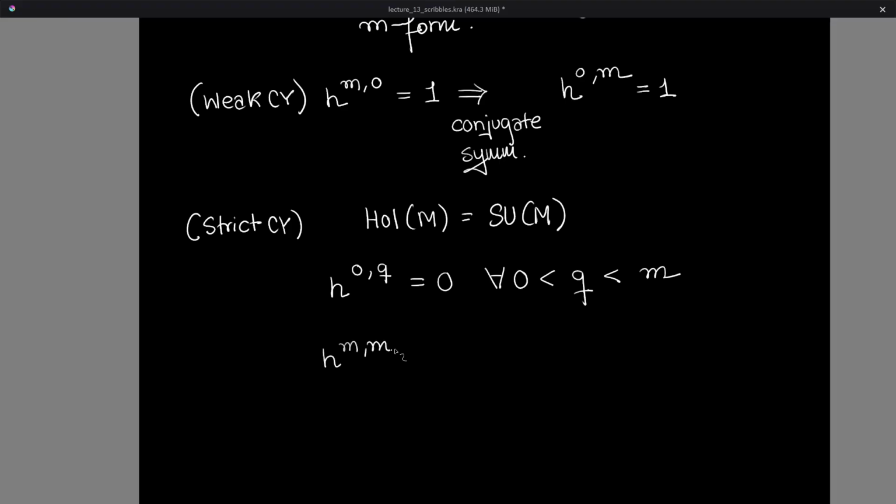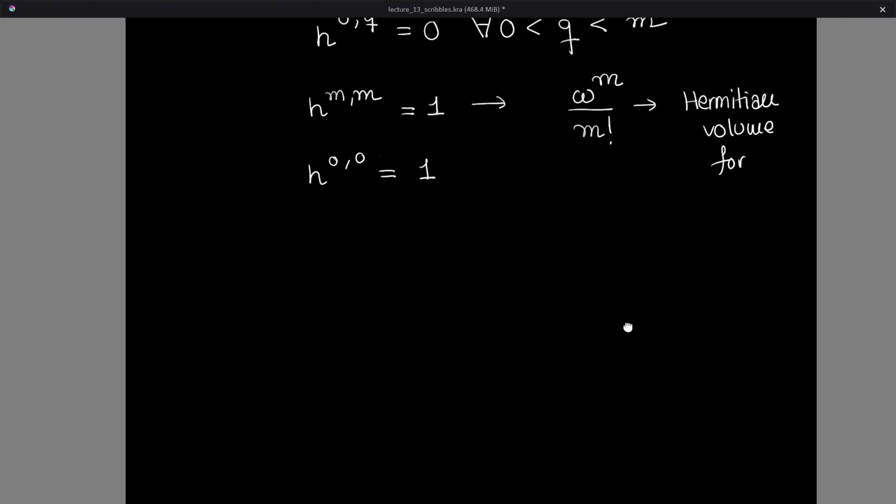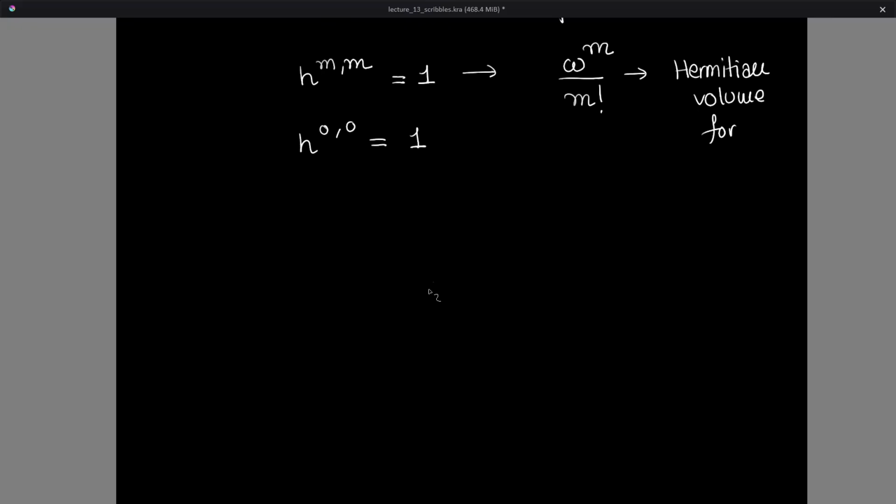And lastly, we also need to note that for any compact Kähler manifold, H^{m,m} has got to be equal to 1 as well, because we always have the Kähler form to the power m over m factorial. This is the Hermitian volume form. And then you can use either Serre duality, or you can use the fact that there's only one holomorphic function that's holomorphic everywhere, that is a constant function. But either way, you find that H^{0,0} is also equal to 1.